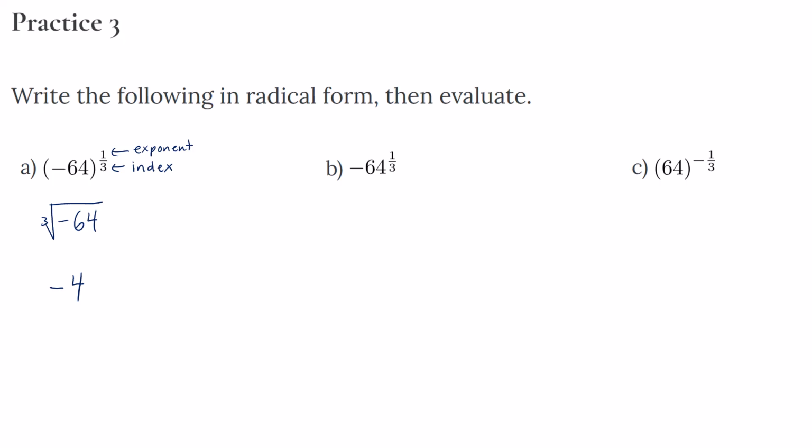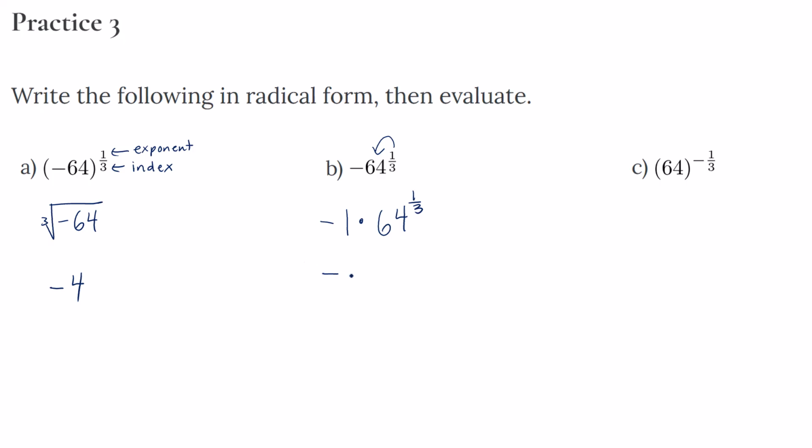B is slightly different than A because there's no brackets around the negative 64. When there are no brackets around the negative 64, that means that this 1/3 exponent is only for 64 and not for the negative. So what this technically means is we have like negative 1 multiplied by 64 to the 1/3.